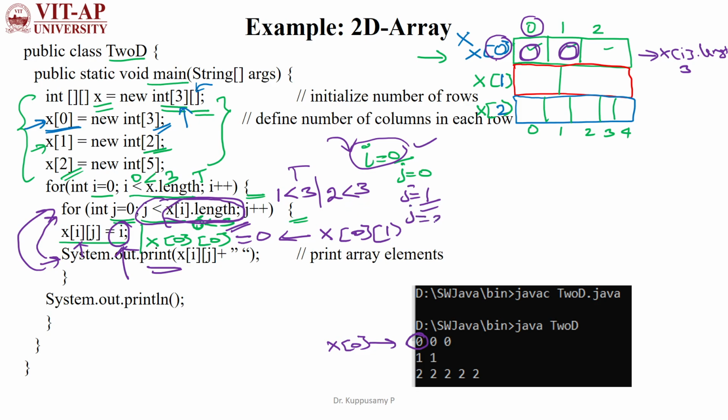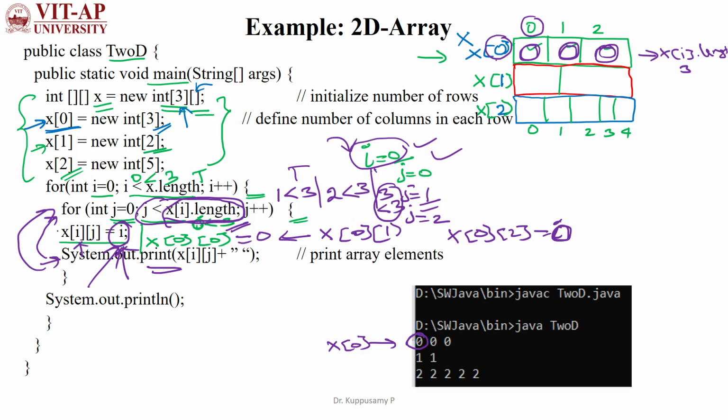When it is true, then x of i comma j, with i as 0 and j as 2, gets the i value assigned. What is the i value? It is still 0, so 0 is assigned here. Now again the j value is incremented. 3 is the j value now, and 3 less than 3 becomes false.